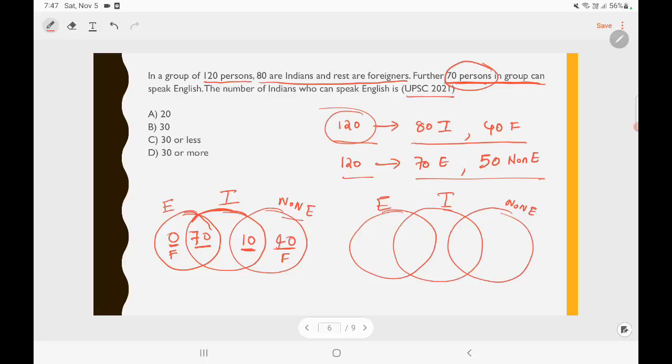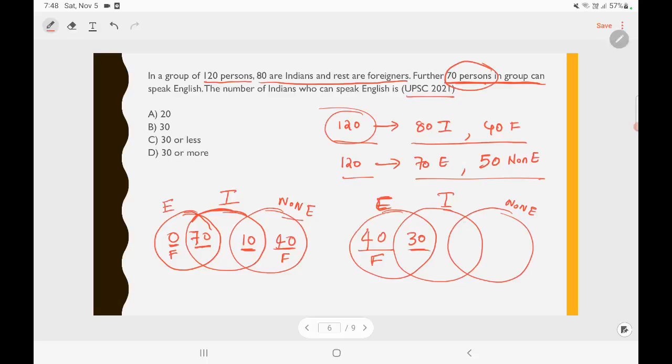Now you should take the second extreme. In the second extreme, assume that all the foreigners can speak English. So here you need to write 40, because this is foreigners who can speak English. There are total 70 persons who can speak English. So we took that 40 are foreigners, so the balance will be 30. So 30 people who speak English will be Indians. So you need to write 30 here in the intersection of English and Indians.